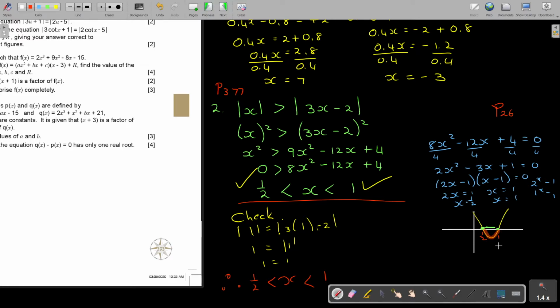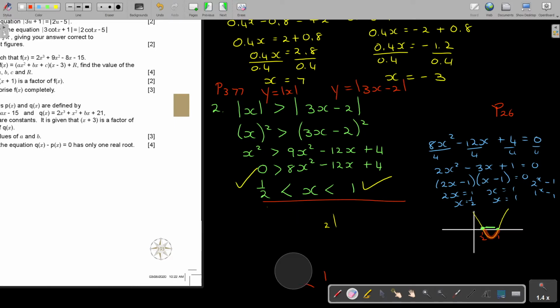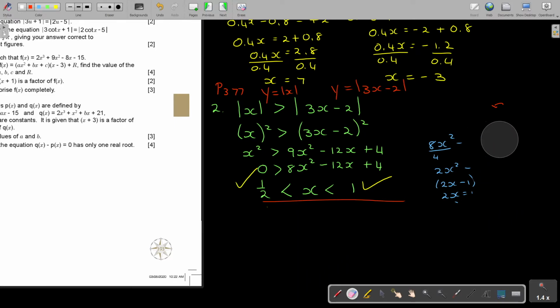Otherwise, this was just quadratic inequalities, you would have to draw the graph y equals x and the graph y equals 3x minus 2, and then see where the first graph is on top of the second graph. But go to page 377 and revise it if you cannot recall it. Okay, let's make space for the last two in this video.